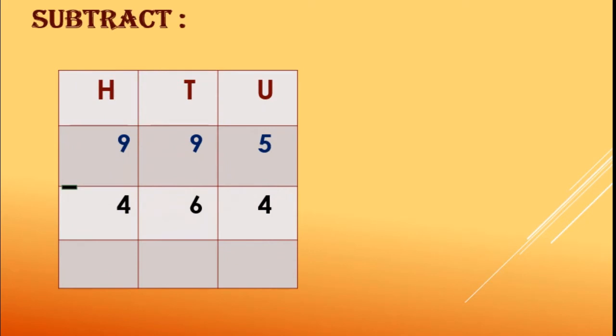Subtract. Sum is here: 995 minus 464. Now we will begin subtraction. Dear students, you know that we always start from unit place. In the unit place, 5 minus 4 is equal to 1. And in the tens place, 9 minus 6 is equal to 3. And in the hundreds place, 9 minus 4 is equal to 5. Correct? So the answer is 531.